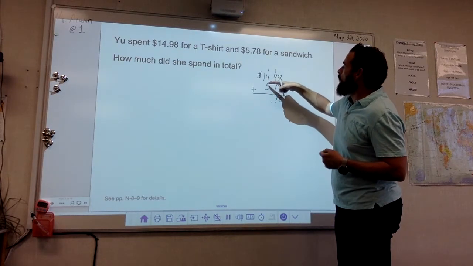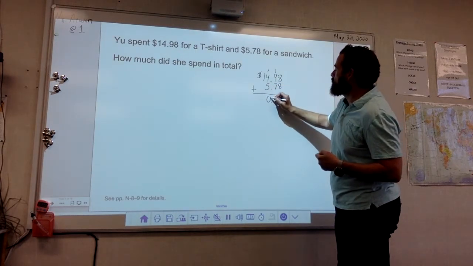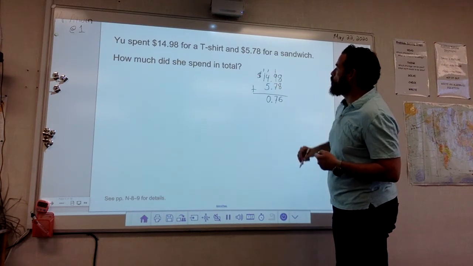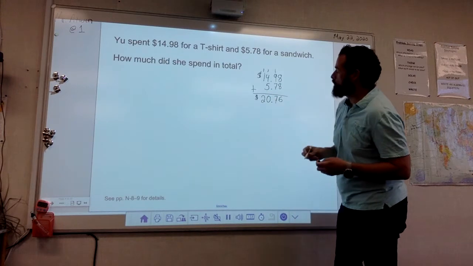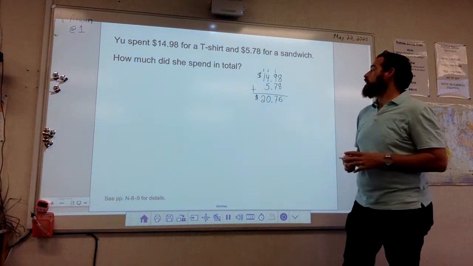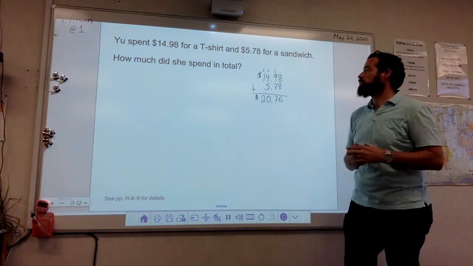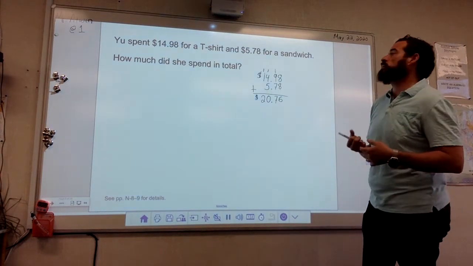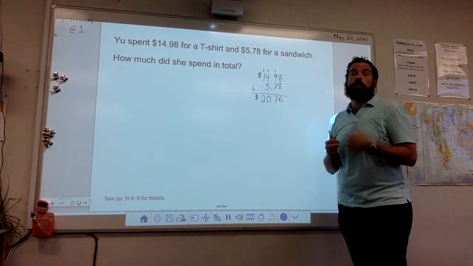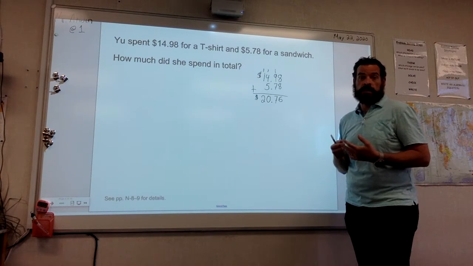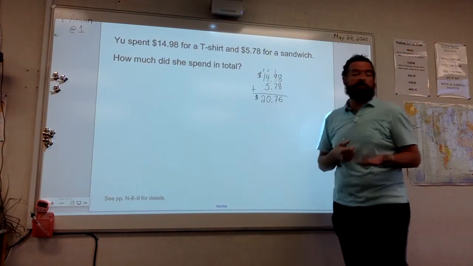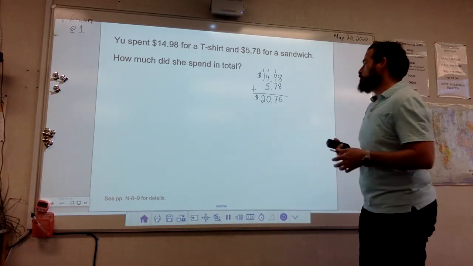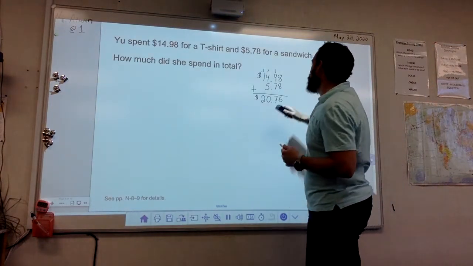5 plus 4 is 9. 9 plus 1 is 10. So a 0 goes there. And then 1 plus 1 is 2. So our answer, and don't forget your dollar signs when you're writing these, is $20.76. That would be how much she spent in total. And of course, when we're answering word problems, we want to try to answer those in complete sentences as well. So you spent a total of $20.76 would be a great way to answer that one.